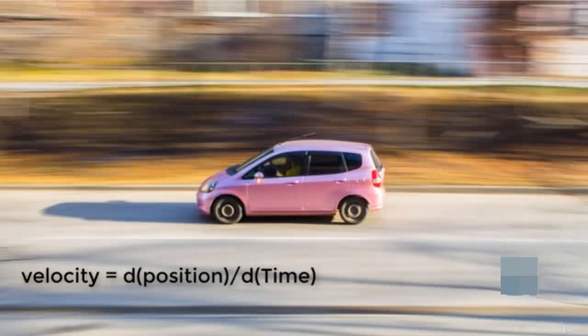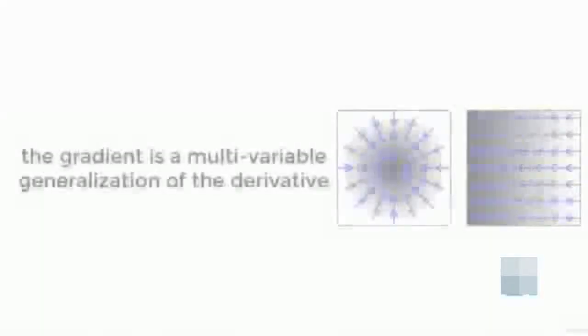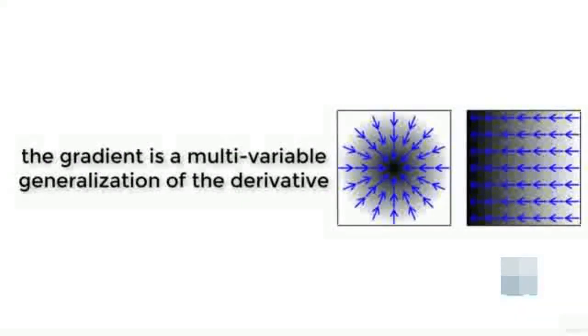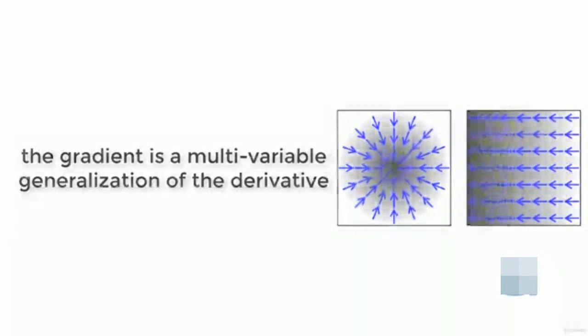Position of a moving object with respect to time is the object's velocity. Now the gradient is a multivariable generalization of a derivative. The derivative of a function of a single variable is a scalar valued function. However, the gradient of a function of several variables is a vector valued function, which means the gradient tells us the change of a function with direction of change.